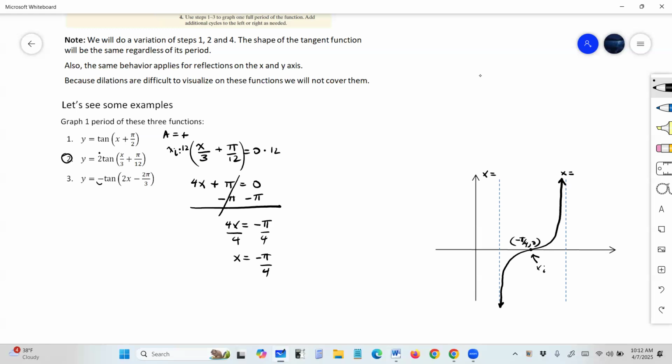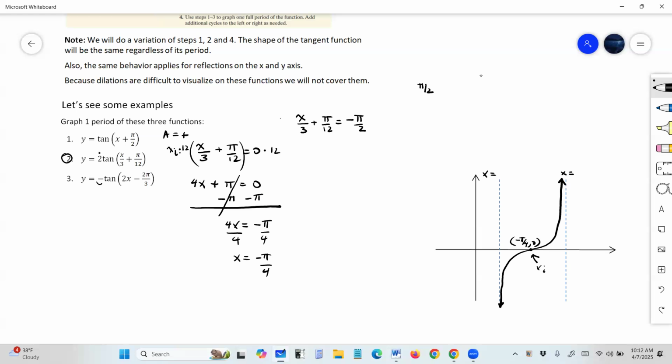Okay. And all I need to do now is find the two asymptotes. All right. So for the asymptotes, you get the information inside the parentheses, which is x over 3 plus pi over 12. And you're going to make it equal to negative pi over 2, which is the asymptote to the left, and then pi over 2, which is the asymptote to the right. Okay, let's do the negative pi over 2 first.